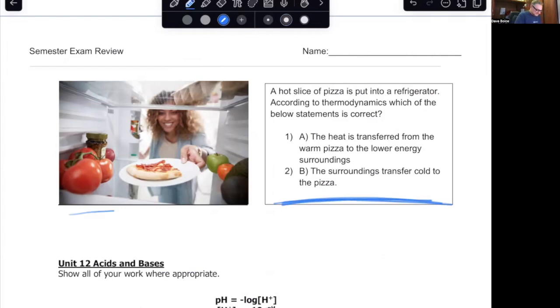And if you see questions that are asking things like that, that's how I want you to think about these things. And you will do great as long as you remember that.